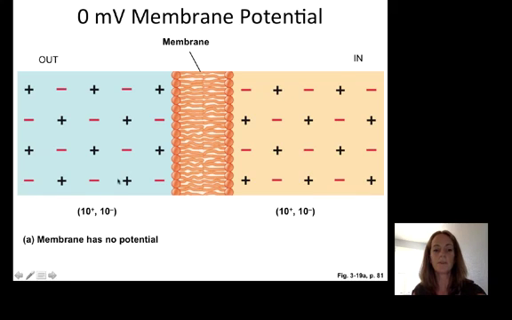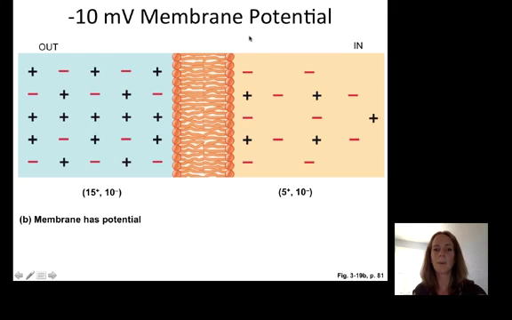Okay, so here's a visual of those two examples we just gave you. What you want to do when we give you these visuals, and it's probably a good idea for you guys to draw these out somehow that makes sense on your own, is take all of the positive ions inside and subtract all of the positive ions outside. You'll take all of the negative ions inside and subtract all of the negative ions outside. In this one, we have 0 millivolts when you do that. All the positives balance, all the negatives balance. This membrane has neutral membrane potential.